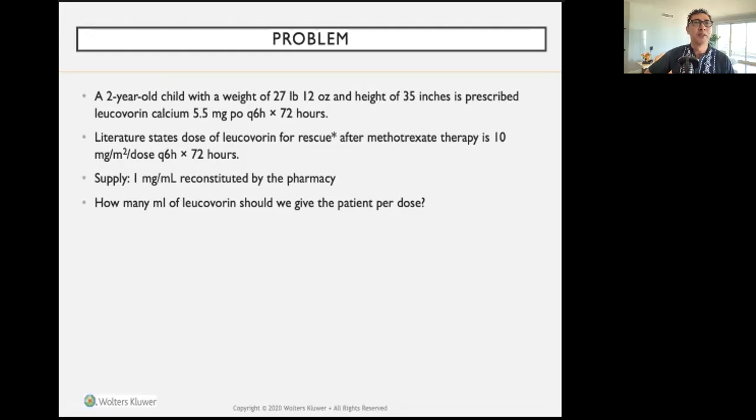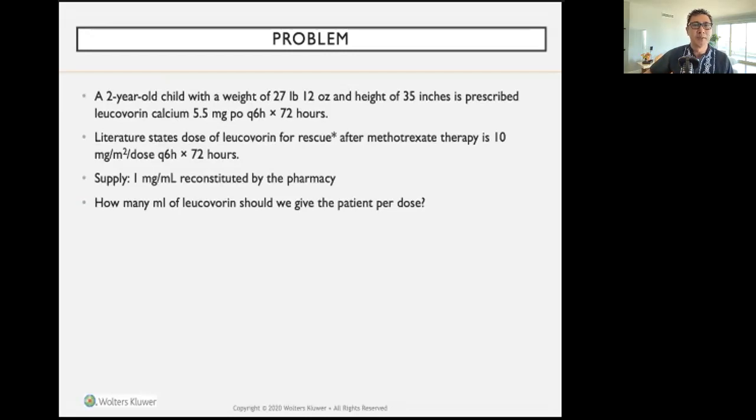Okay. The literature states the dose of leucovorin for rescue after whatever the therapy is, 10 milligrams per meter squared per dose, Q6 hours times 72. That's a lot of information. It comes in 1 milligram per ml from the pharmacy. The question is, how much do you need to give your patient? At the end of the day, you're the nurse, you're going to give this kid this medicine. How much are you going to give this kid?